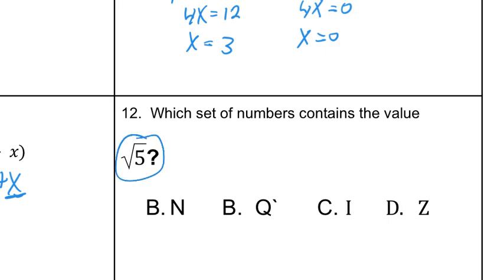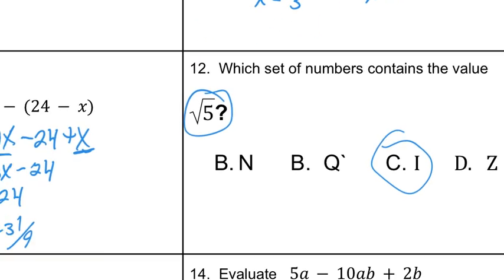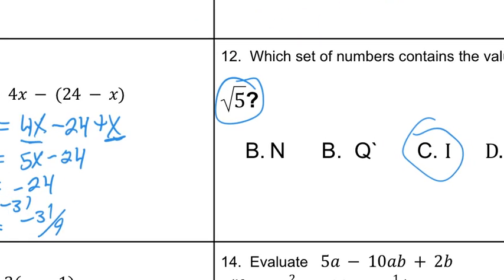You should notice that this is an irrational number because it's a 5 or a 7 or a 2. It's a prime number under the square root.